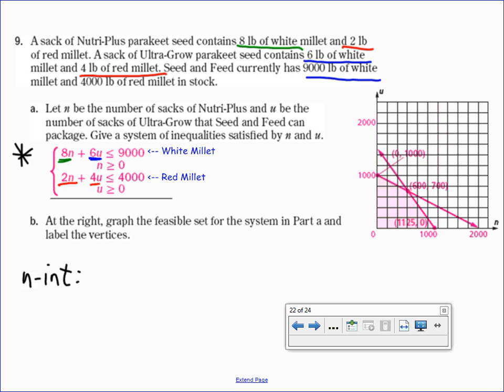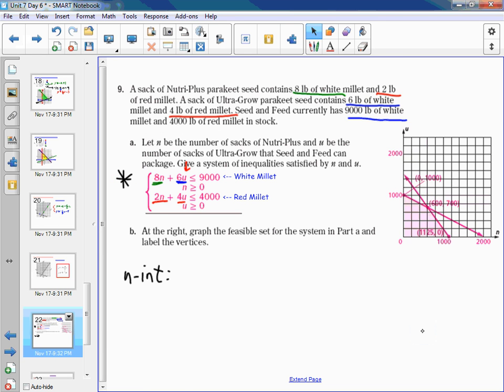What? Well, we can get an N intercept just like we get an X intercept by plugging in 0 for Y and solving for X. Well, we're going to plug in 0 for U and solve for N. Everybody, let's do that now. So if I plug in 0 for U and solve for N, I'd get N equals 9,000 divided by 8. So let's do 9,000 divided by 8.